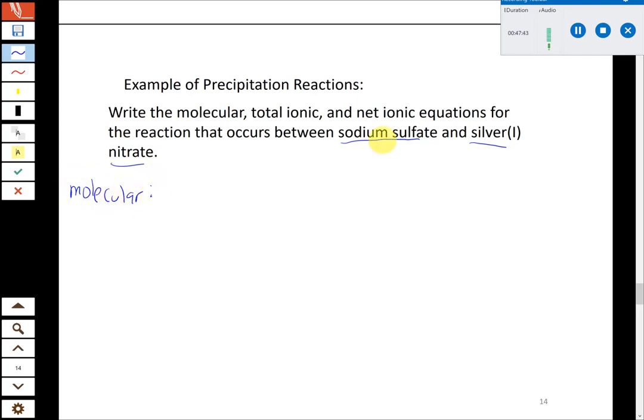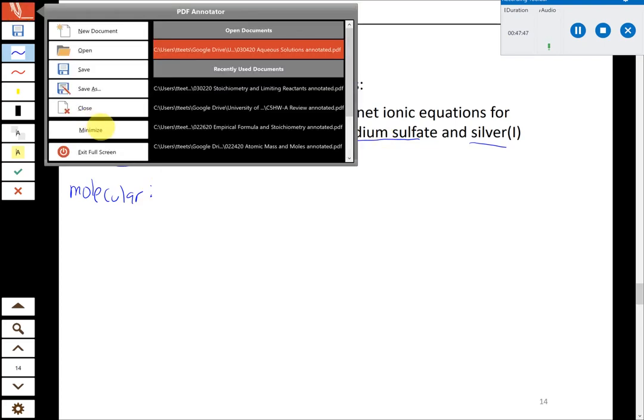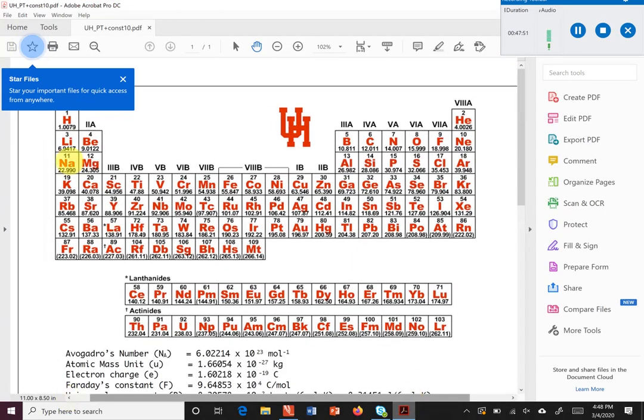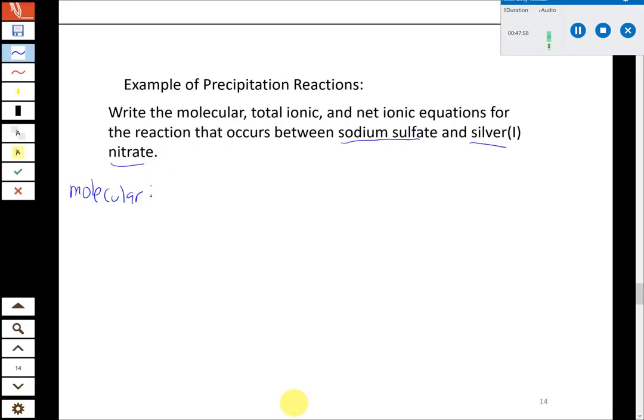So one of the reactants is sodium sulfate. Recall that sodium is a group 1 cation, so it's going to form a +1 cation. And then sulfate, we have to remember, is SO4 2-, with a 2 minus charge. So the correct formula for sodium sulfate is Na2SO4. That was stuff that we learned back in chapter 3, I believe it was.